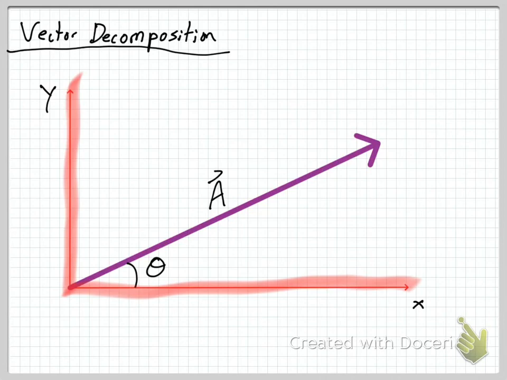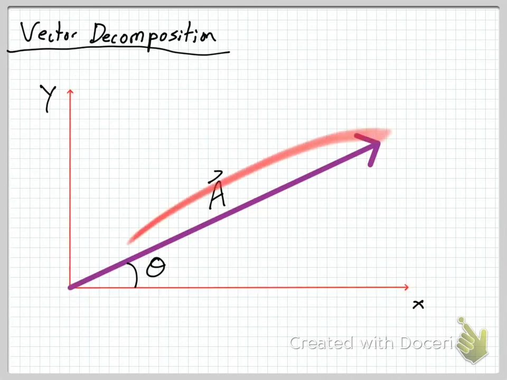The key feature of this right here is that the vector A is not lying along either one of those coordinate axes. So what's going to be useful for us to do is break this vector A up into its components that lie only along each dimension.